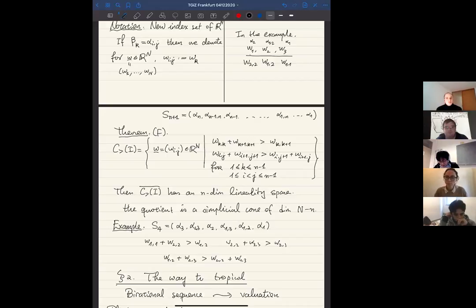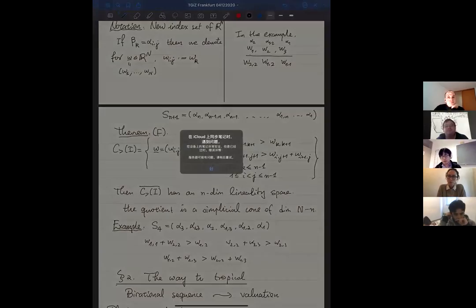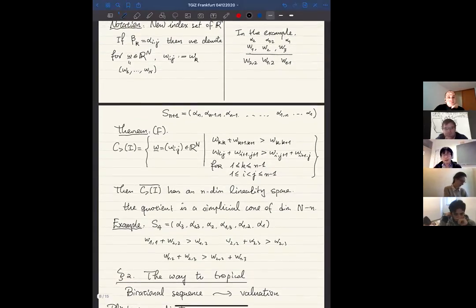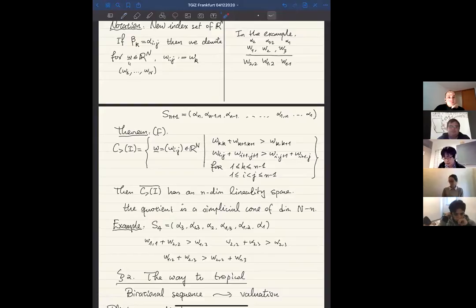And there is a 3-dimensional linearity space, and this is a simplicial cone. For this simplicial cone, later we will discuss it, because this is a very interesting cone, appearing in representation theory and cluster theory and many other places, if I have time in the end. Okay. So this is the first part. And later, this cone C larger of I will play the role of the cone C I explained in the very beginning.